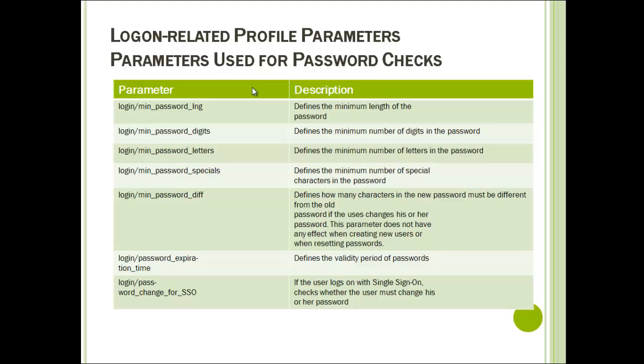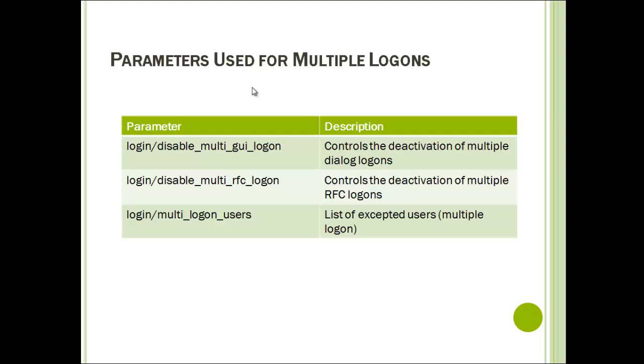Let's see the next set of parameters. The next set of parameters is used for multiple logon. We also discussed this topic a little bit before. The first parameter in multiple logon is disable multiple GUI logon. This controls the deactivation of multiple dialog logons. As we discussed before, if one user at a particular time can log into 2 different terminals, that is called multiple GUI logon.